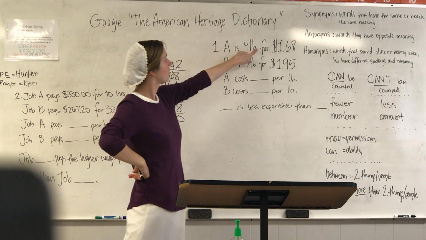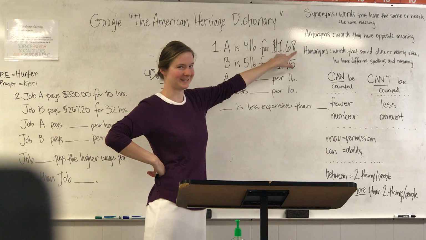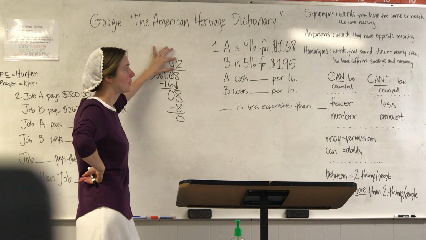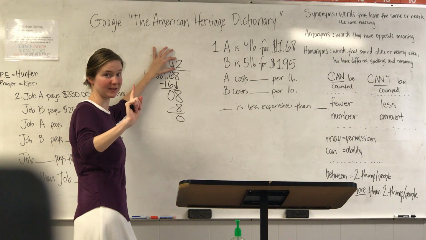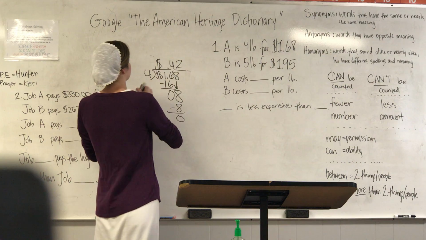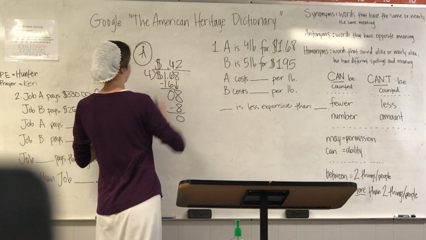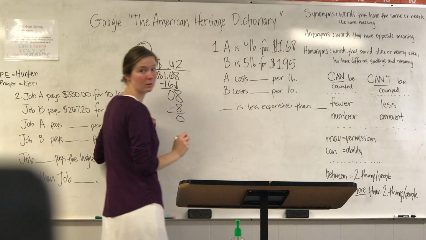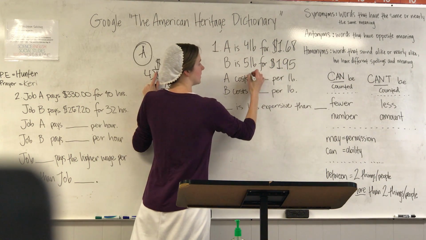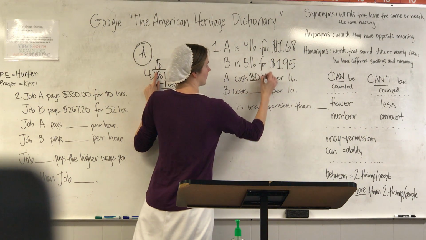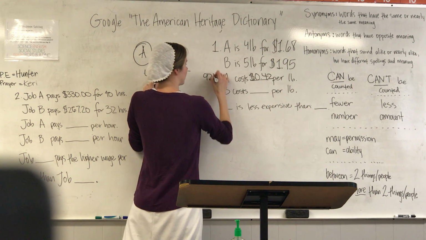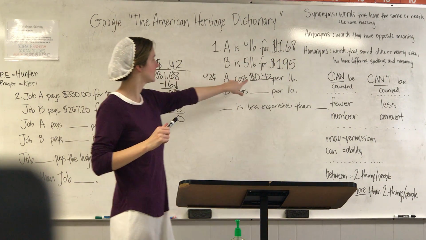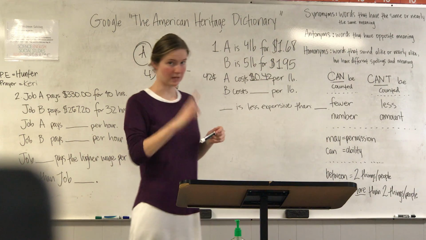So 4 pounds costs $1.68, and you will pay 42 cents per pound. 42 cents for 1 pound. So let's see if this is a good deal. This is for A. A costs blank per pound. What would you write? You would write 0.42, or you could write 42 cents, either one. A costs 42 cents per pound. That means for 1 pound.